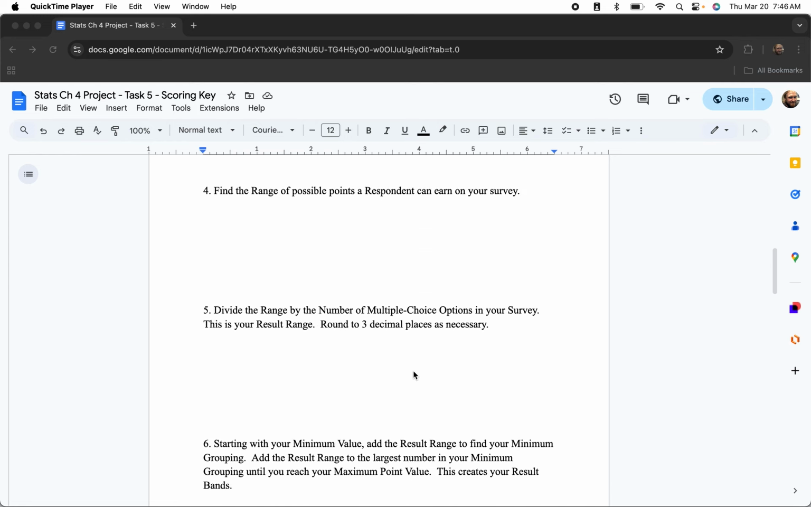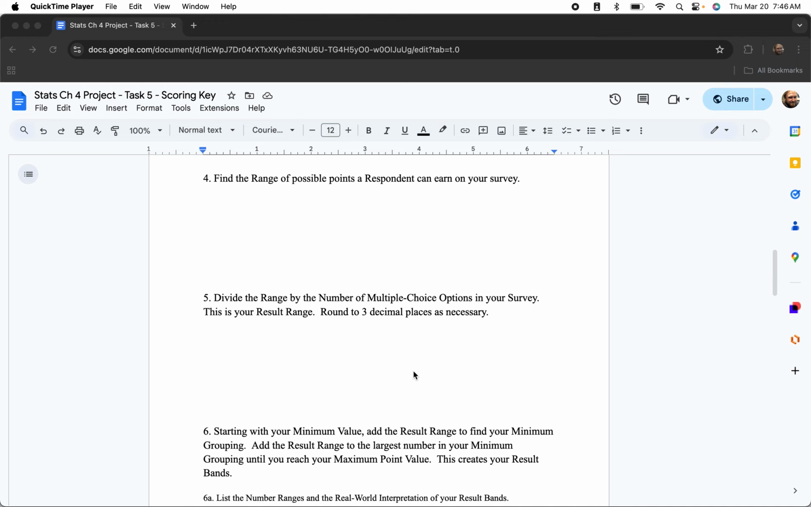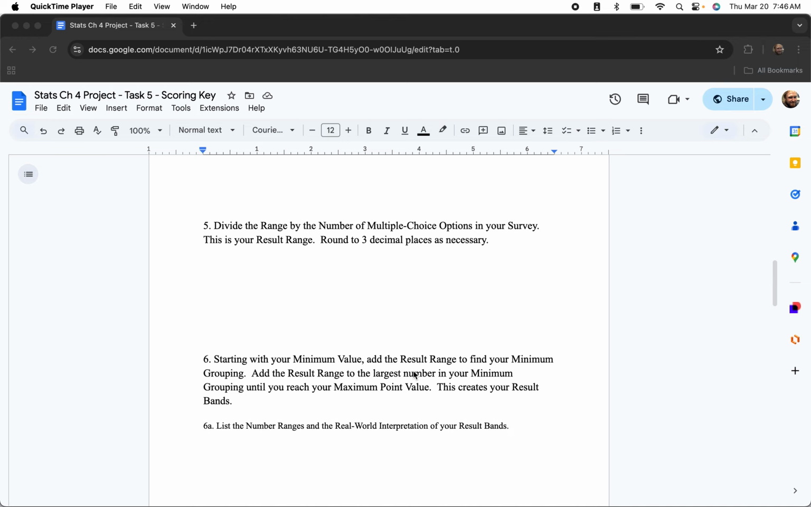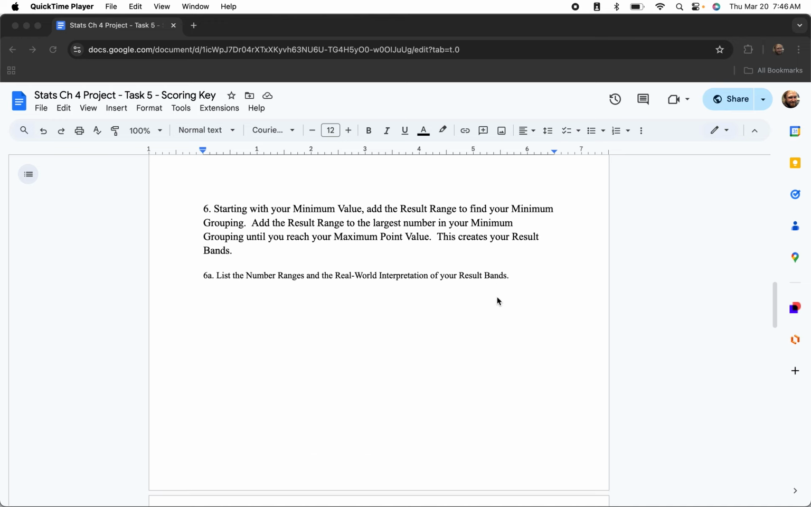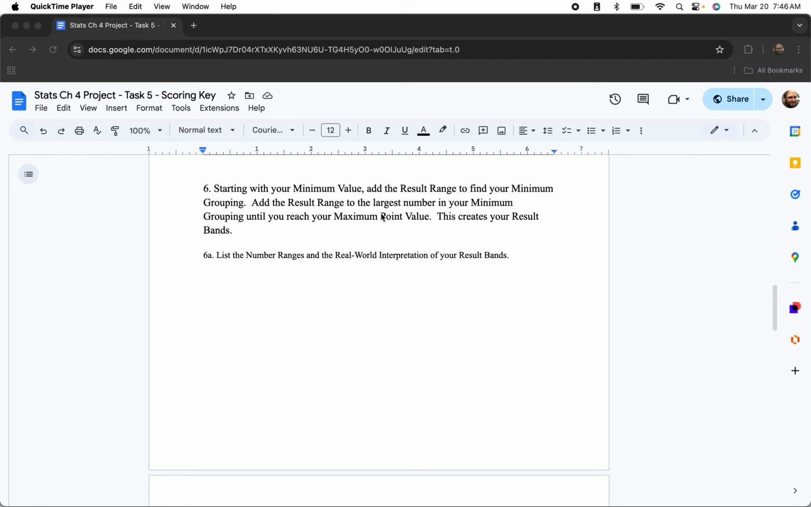Then you need to find the range. Remember, that's just the biggest number minus the smallest number. And then you can divide your range by the number of multiple choice options in your survey. That is your result range. We're going to round to 3 decimal places as necessary. Then, starting with your minimum value, add your result range to find your minimum grouping, and then add the result range to that to find your next grouping, until you get to your maximum value of points. This will create your result bands.